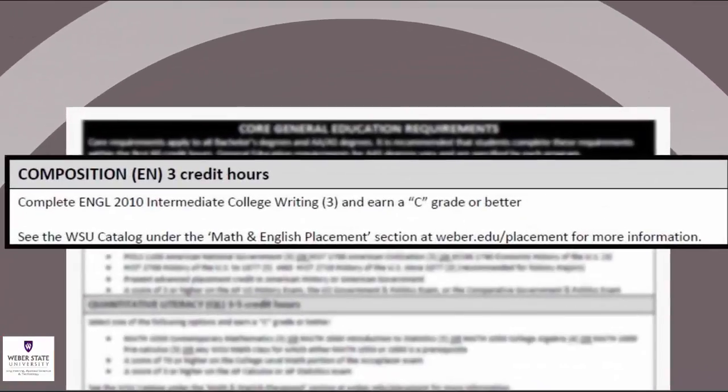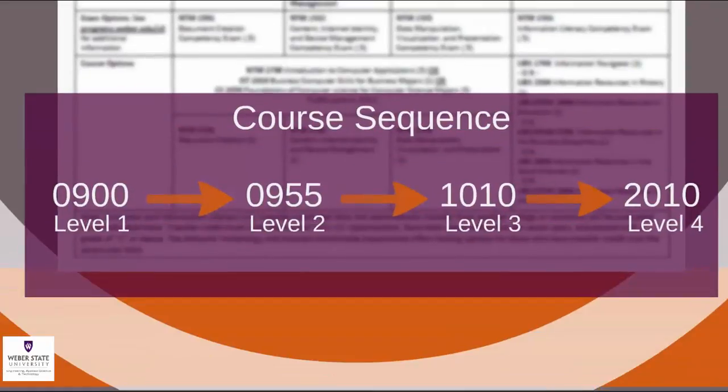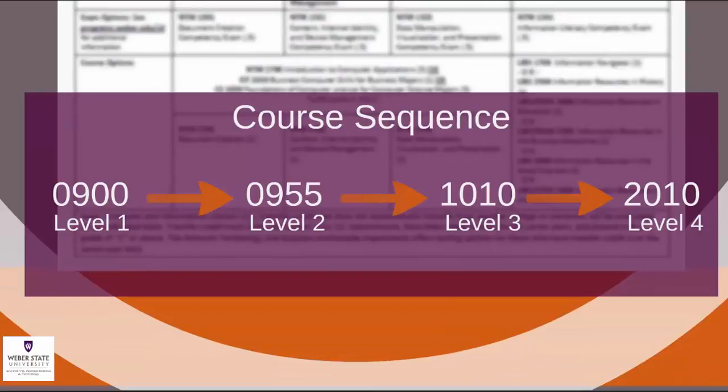Students at Weber State must complete English 2010 with a C or better to fulfill this requirement. You may need to take prerequisite courses before taking English 2010, depending on where you placed on the AccuPlacer or ACT in the past 2 years. If your placement scores have expired, or you did not take the ACT or AccuPlacer, you will be placed in Level 1, English 900. The highest you can place is English 1010 when taking the AccuPlacer. The sequence for English is English 900, English 955, English 1010, and English 2010.